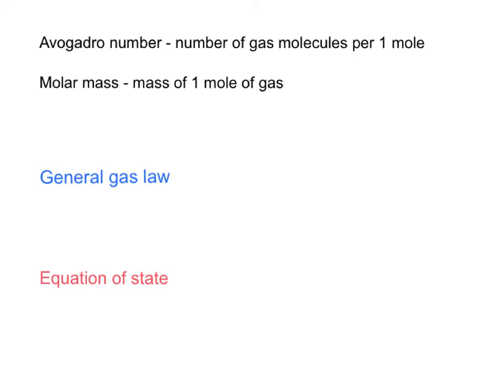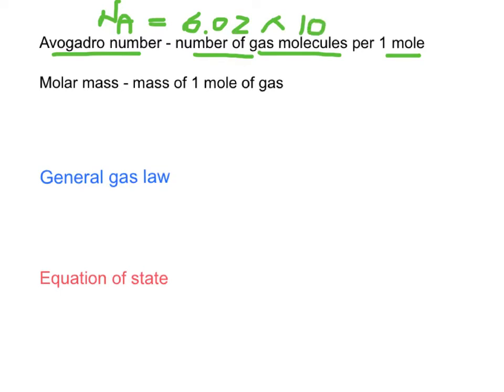What is Avogadro number? Avogadro number is the number of gas molecules per 1 mole. The symbol of Avogadro number is Na, and Na equal to 6.02 times 10 to the power 23.